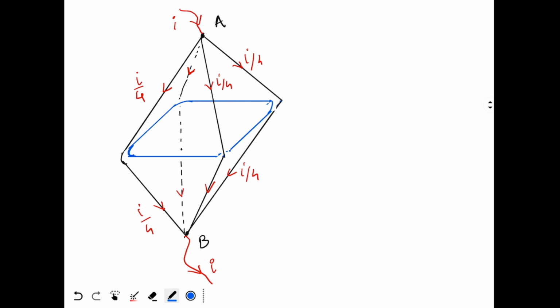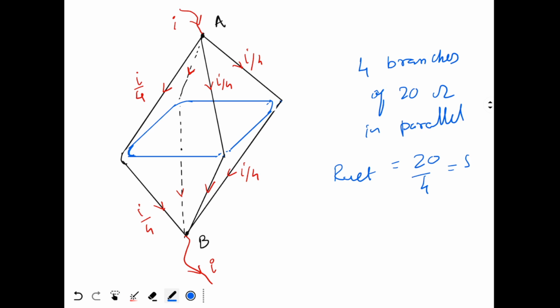So now you can see that the blue colored resistor has been completely separated from the circuit. It is not part of the circuit anymore. Between A and B we have 10 ohms and 10 ohms in series. So this is 20 ohms, one branch. We have one more branch of 20 ohms, another branch of 20 ohms, and one branch on the back side of 20 ohms. So there are four branches of 20 ohms in parallel. So the net resistance will be 20 by 4, that is 5 ohms.